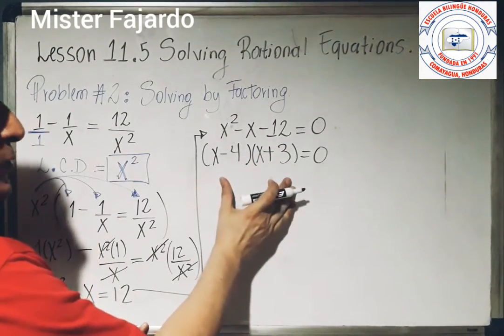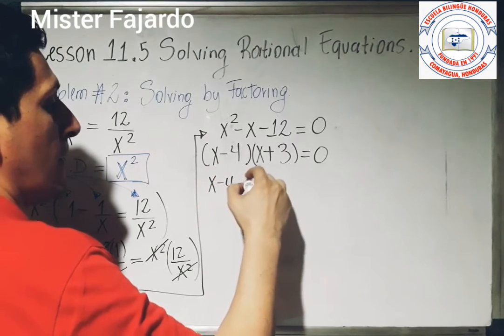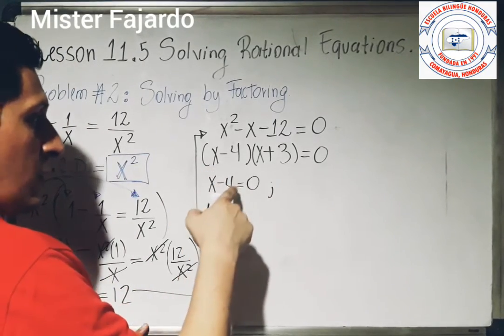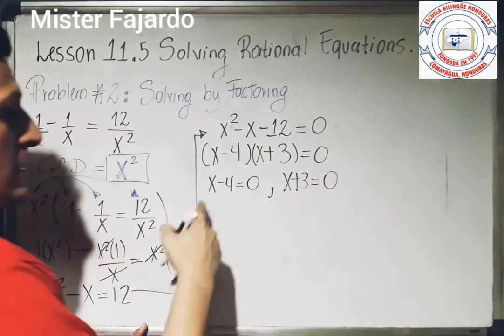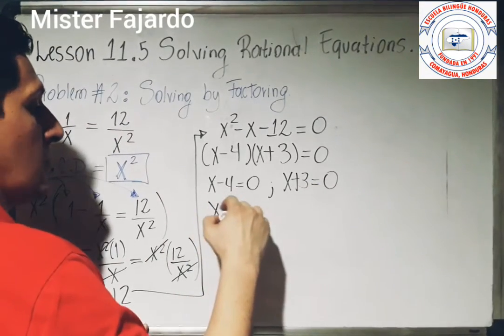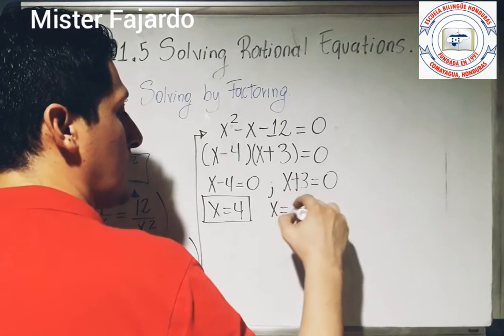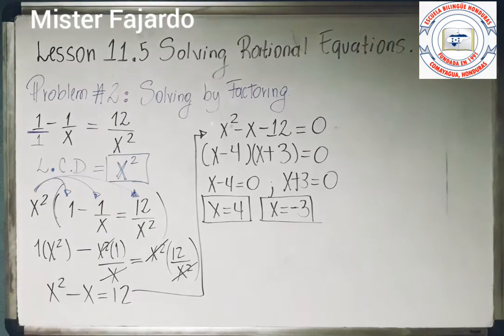Now we are going to solve for these values to get the value of x. I'm going to have x minus 4 equal to 0 and x plus 3 equal to 0. If you solve it, you are going to have x equal to 4, that is one value, and the other one is going to be x equal to negative 3, okay? Those are the values that we find for that kind of exercise, okay?